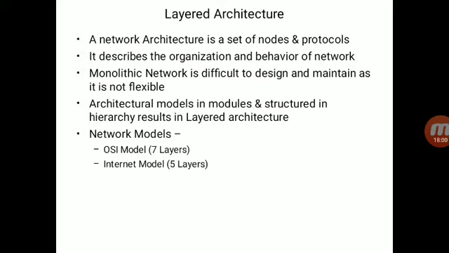So architecture models in modules and structured hierarchy result in layered architecture. For the network models, we can design them into two models. The first one is the OSI model, the second one is the internet model. The internet model is also called the TCP/IP model. The OSI model is a 7-layer model, and the TCP/IP model is a 5-layer model.